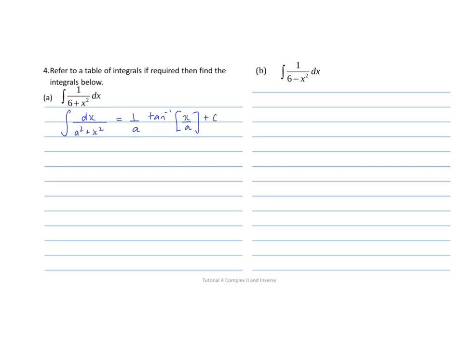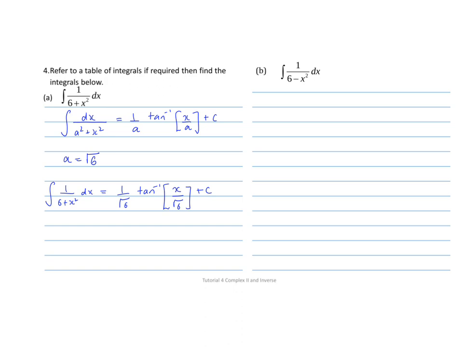In this case, our a is the square root of 6. So our integral then equals 1 over the square root of 6 inverse tan x over the square root of 6 plus c. Always have your plus c when you're integrating. A constant differentiates to 0, but you don't know what that constant is.